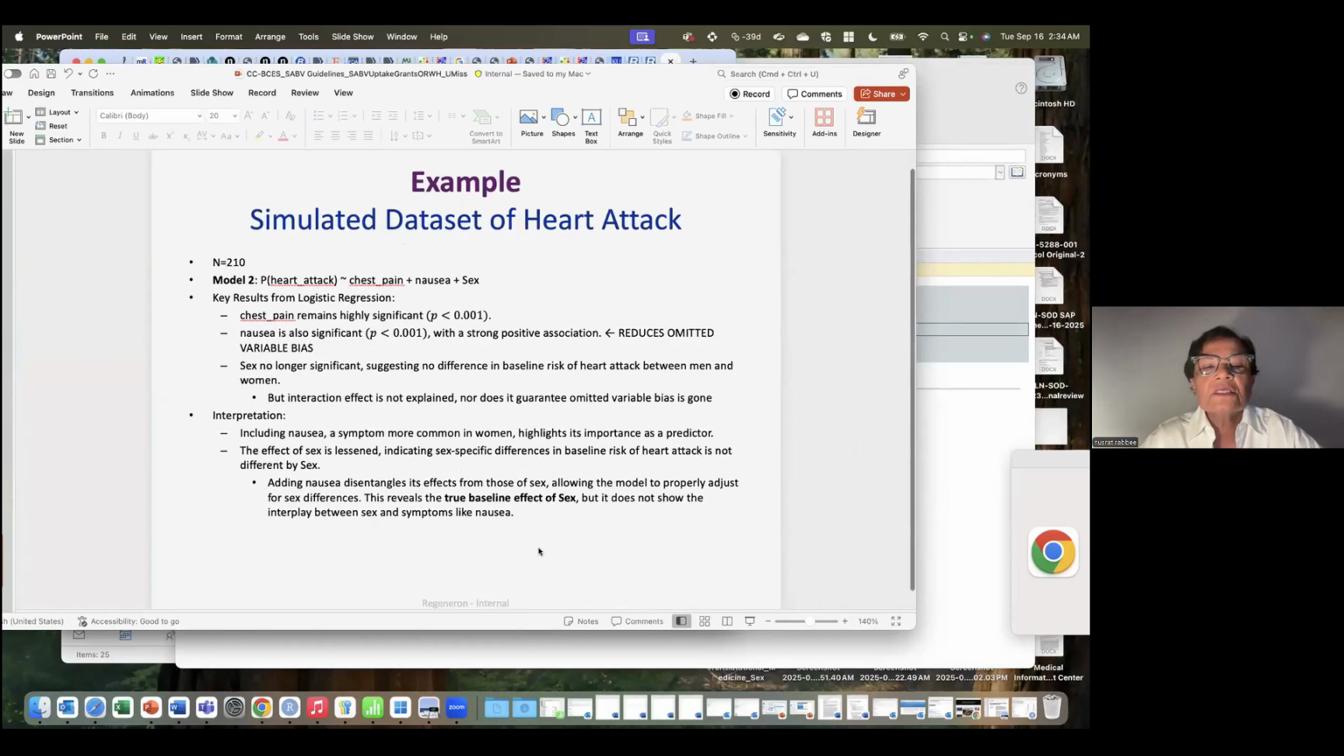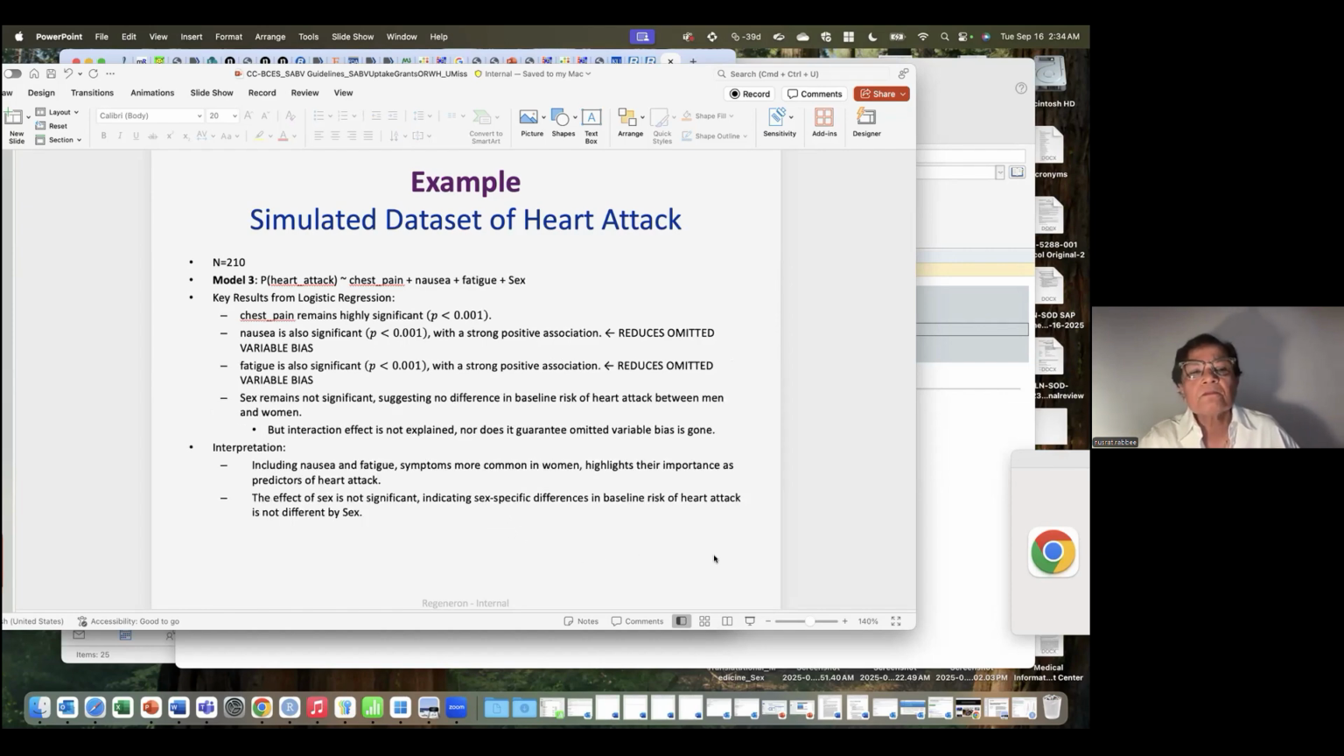Sex-specific differences is lessened. So what happened is adding nausea disentangles its effects from those of sex. So it allows the model to properly adjust for sex differences. So this reveals the true baseline effect of sex, but it doesn't show the interplay between sex and symptoms like nausea.